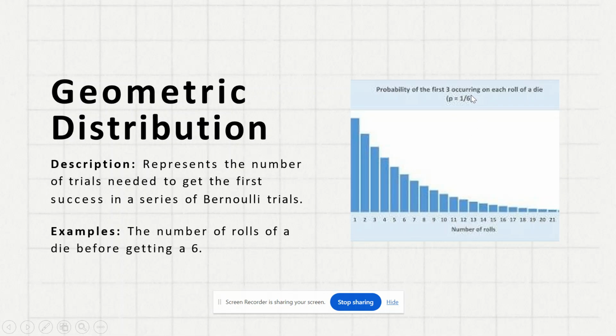First three occurring on each roll of dice. So it shows you on which roll of dice we get a three. It's an example of a three. So what does it mean? It means how many times I roll the dice before I get a six. So here if we plot these things, then at one time I got, I think, eight, at two times I got four or five. So this is actually a scenario.